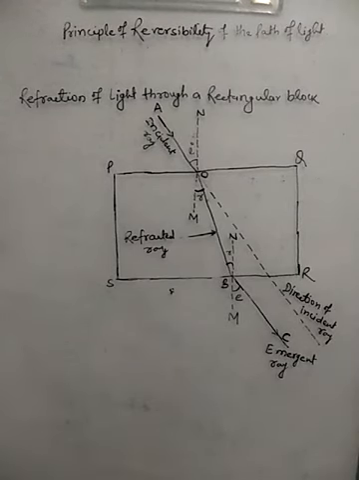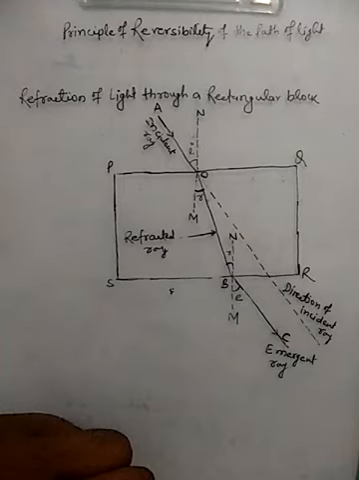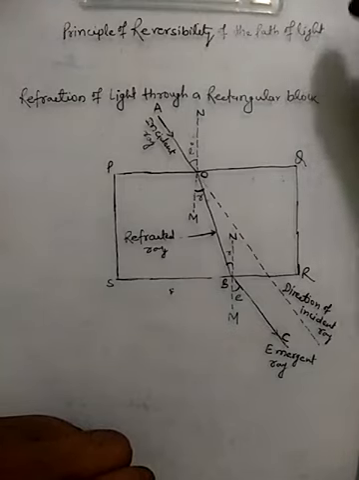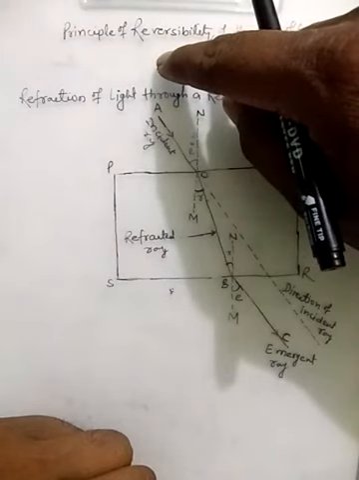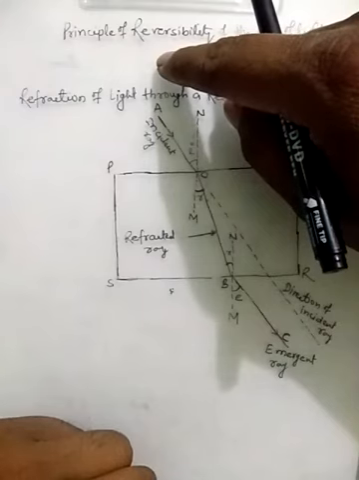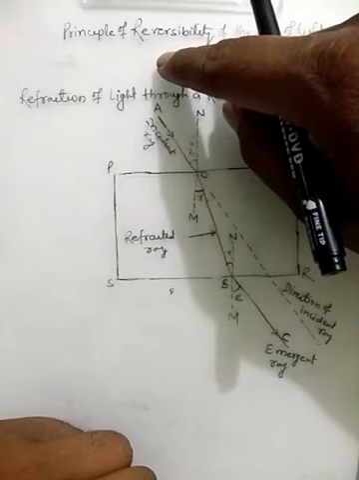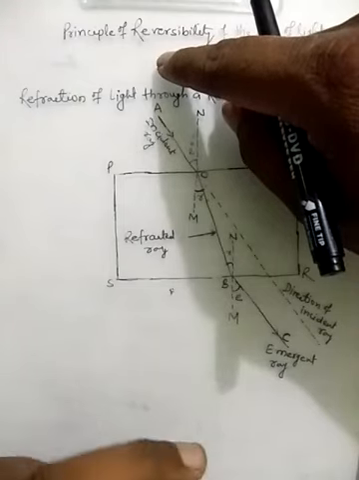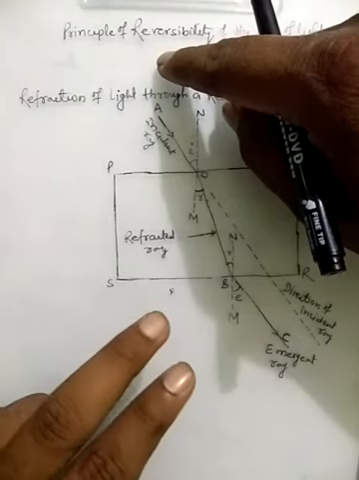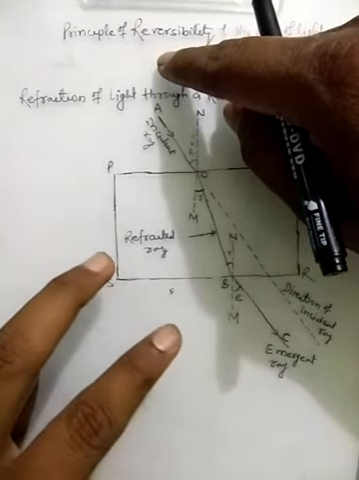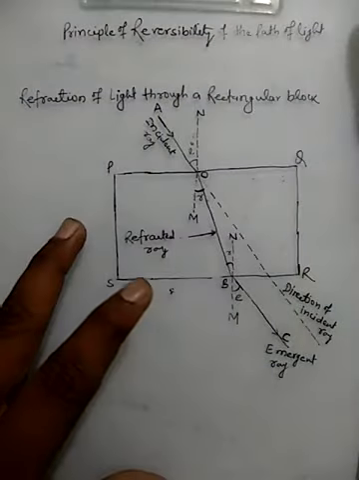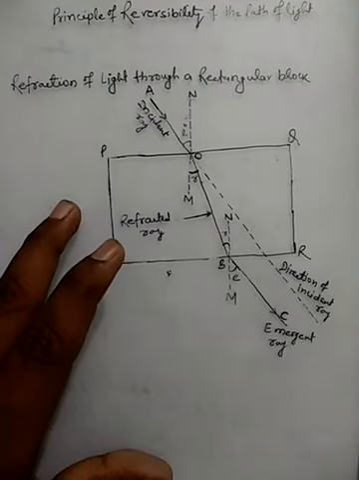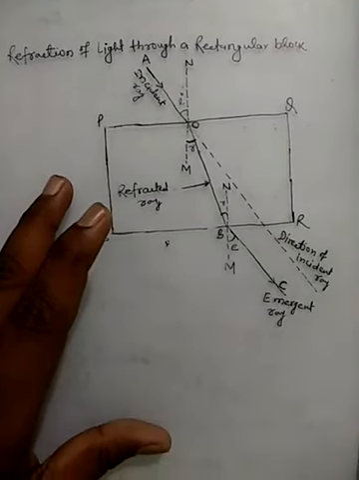In the previous session, we discussed the principle of reversibility of the path of light. With the help of this concept, we understand that the direction of light is reversible in nature. That is, it moves in the backward direction and follows the same path which it traveled in the forward direction. Today we will discuss the refraction of light through a rectangular block.